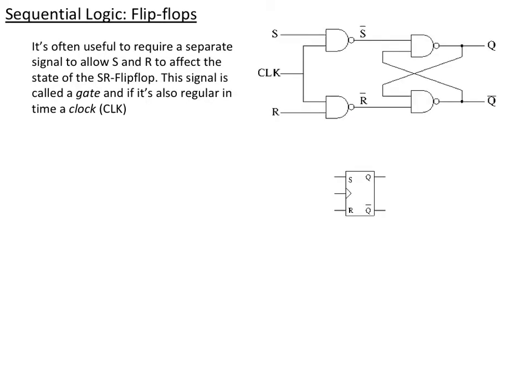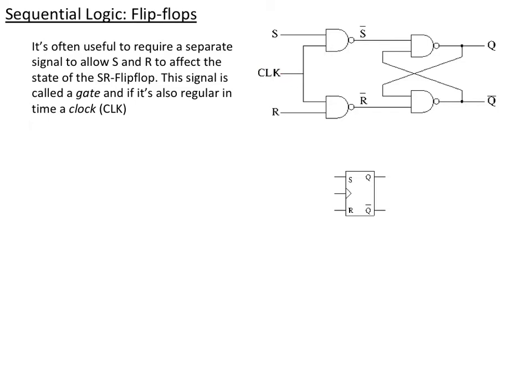So it's often useful to separate the S and the R, and only allow them to change at a given time. And so we put in a gate here, and we don't allow it in. Notice I've drawn the flip-flop part here different. I've used NAND gates rather than NOR gates. I do that because now instead of S coming in, I'm going to have S bar.